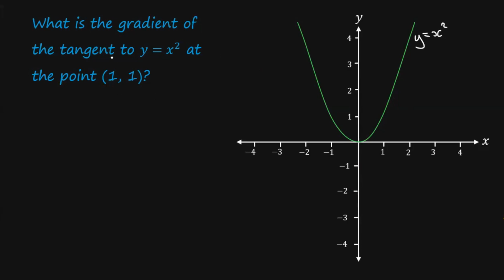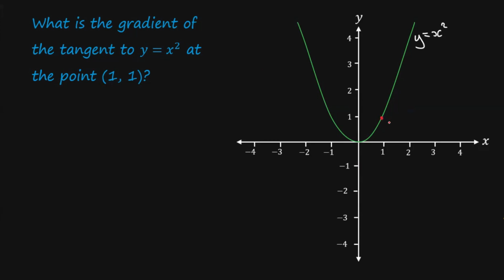Okay, everyone. So in this video, we're going to be looking at finding the gradient of the tangent to a curve. And if we have a look at the graph here, we've got the curve y equals x squared. And we're going to find the gradient of the tangent to this curve at the point (1, 1). So let's have a look at the point that we're after. It's just here, so it's (1, 1).